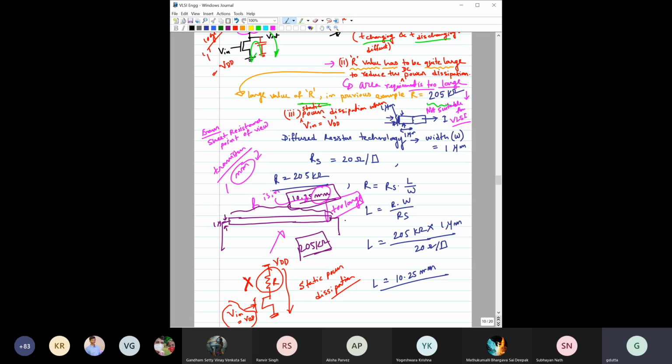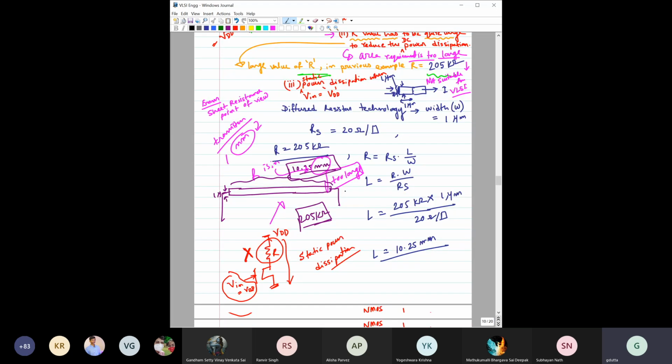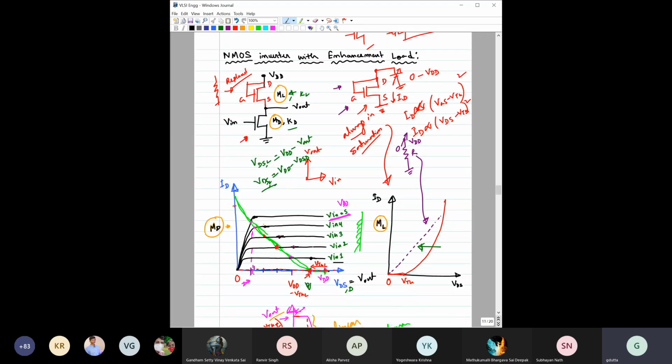Which is practically impossible in VLSI technology. So we tried to see if we can replace this resistance by a MOSFET, because a MOSFET takes very little space in VLSI, meaning on a chip. So we connected one MOSFET in this configuration, with the gate and drain shorted. Then this MOSFET behaves as a type of load, with characteristics like this.